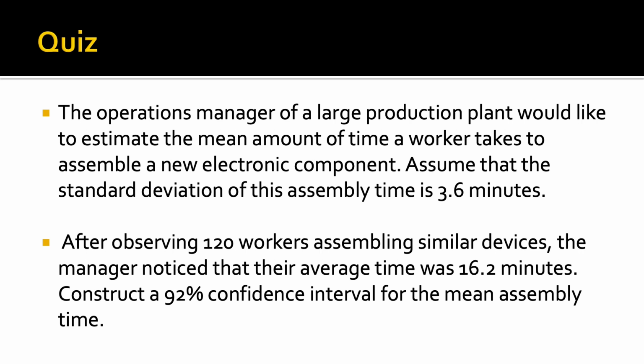Next question. The operations manager of a large production plant would like to estimate the mean amount of time a worker takes to assemble a new electronic component. Assume that a standard deviation of this assembly time is 3.6 minutes. After observing 120 workers, which is n, assembling similar devices, the manager noticed that their average time was 16.2. This will be the X bar. We're asked to construct a 92% confidence interval for the mean assembly time. The next slide will walk you through an example of how specifically to answer this question.